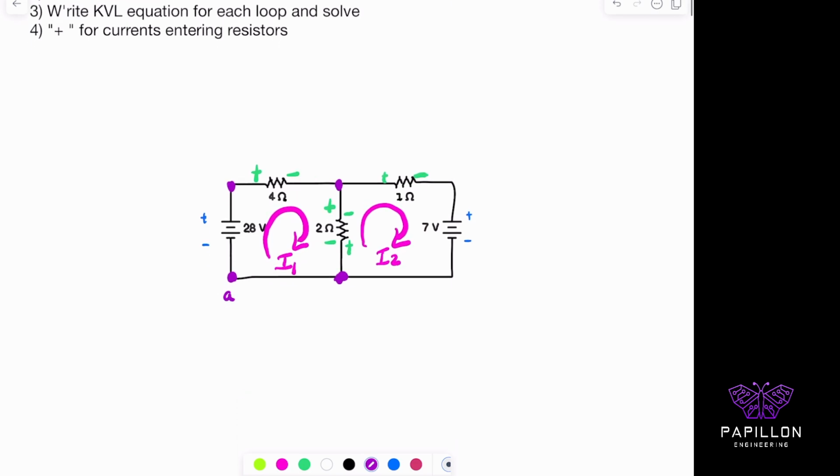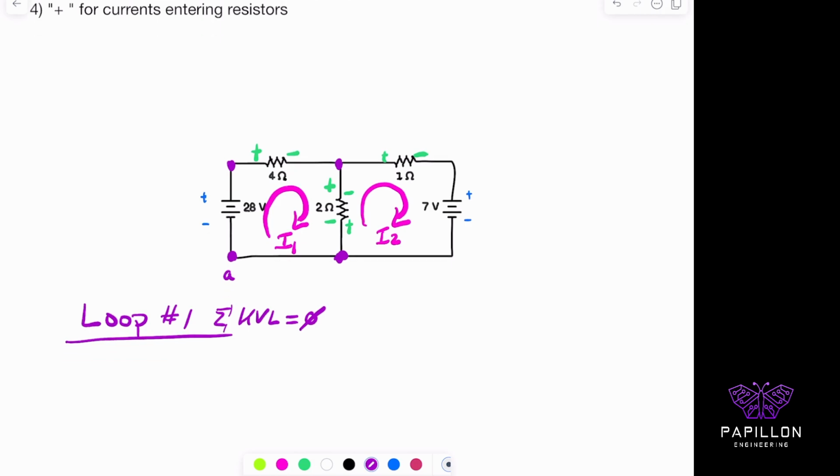And when I write down my KVL equation, I like to label everything. So I'll call my first one here loop number 1. With loop 1, I'm trying to sum up all the voltages, and it's going to be equal to 0 volts. That's what Kirchhoff's voltage law is getting at. So I'm going to read everything that's entering into each of our components. If I start from A, I'm entering the negative terminal of the 28 volts, the positive terminal of the 4 ohms, positive of the 2 ohms, and then I've completed that loop.